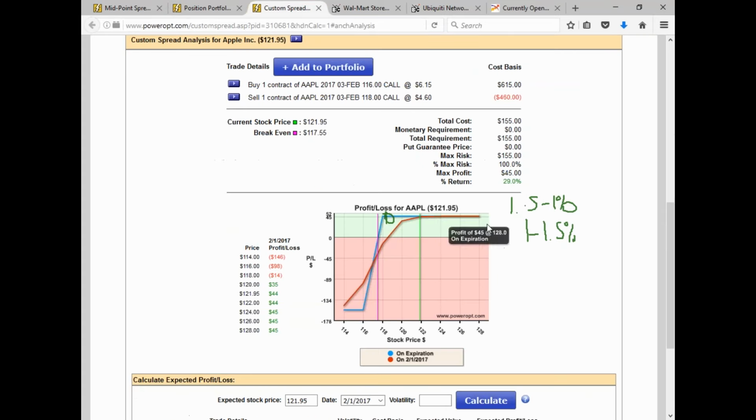What are some of the other things you might consider? Well, the first one we have is the percent change, percent to strike price. I don't want to let the stock go more than 1 to 1.5% near the strike price difference.